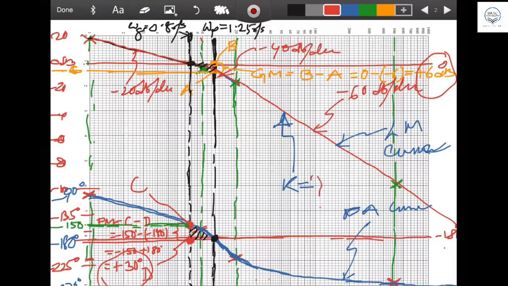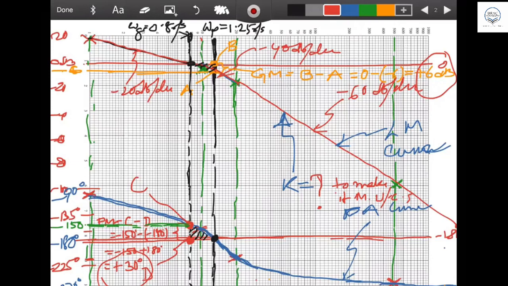Now, question is, what will be the k value to make it marginally unstable, or critically stable? That is the question. Now it is stable for k equal to 2. Now my question is, what will be the k value to make it marginally unstable? Now you said the log magnitude curve can move. Which direction is the log magnitude curve supposed to move to get marginally unstable or critically stable? Up or down?